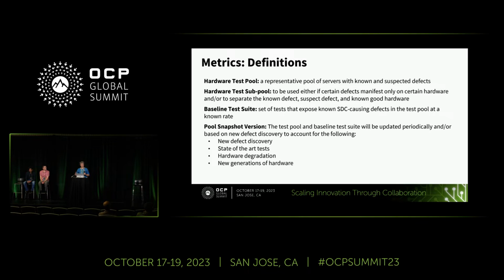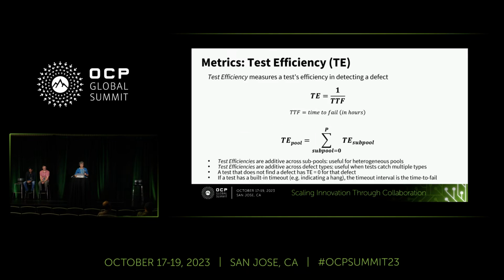But as we all know, hardware evolves. We're going to get new SKUs, new microcode, new firmware, and new defects are going to be discovered. So to take that into account, we're going to create a periodic pool snapshot to be able to cover these changes. And here is our metric. Our metric is the test efficiency, defined as 1 over time to failure measured in hours.